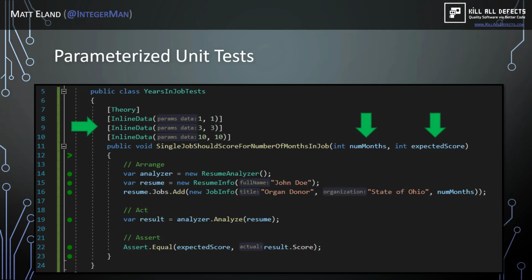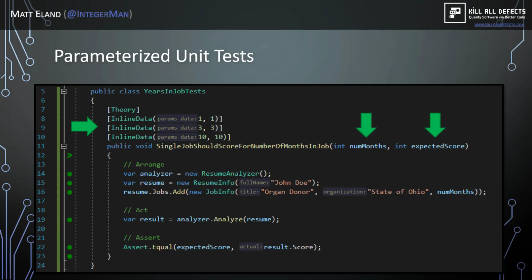And note here that we're using theory on line 7 instead of fact. Theory is the attribute you use when you're working with inline data, versus fact is there's no parameters. Just a small little distinction there for you. So this is a really good way of scaling up your unit tests without having to duplicate a lot of code, which is pretty cool.